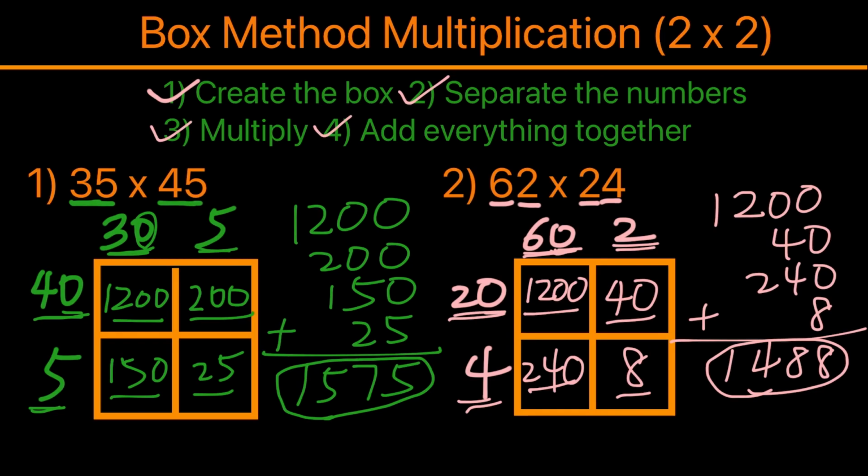So these are two examples of how you would multiply using the box method.